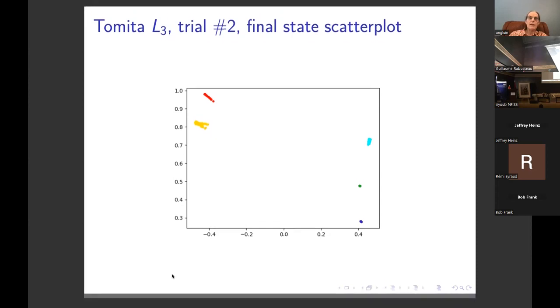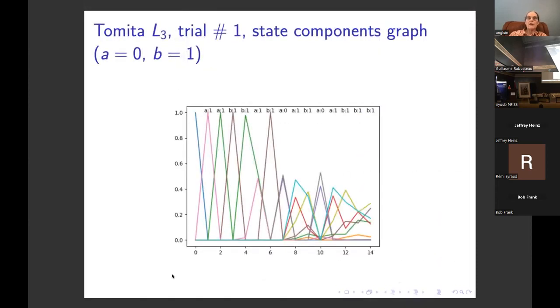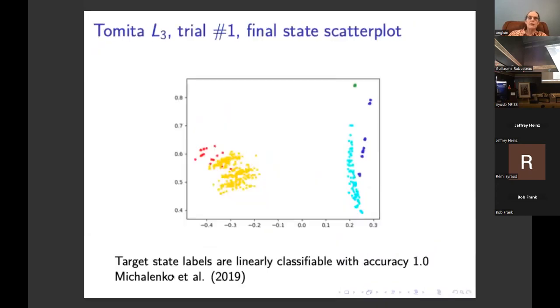Does this always happen? Well, here's another trial of the same learning process. Well, we don't quite get the same crisp state-like behavior. In fact, after that transition zero in the middle there, individual components don't represent states. It's non-zero values for several components. Well, are they really states? We can look at the scatter plot. Well, that's a lot less condensed.